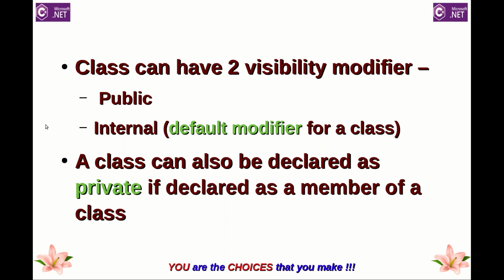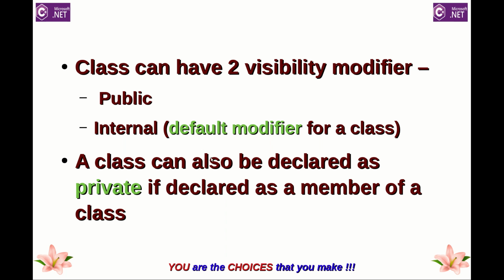But if you declare any class as internal, and remember this is the default modifier, the objects of the class can be created only inside the program and not outside the program. So these are the two common visibility modifiers.